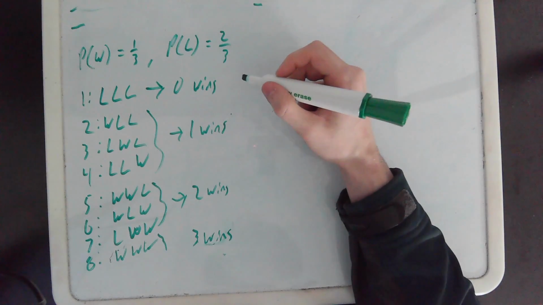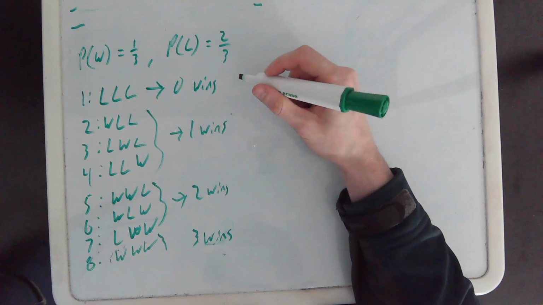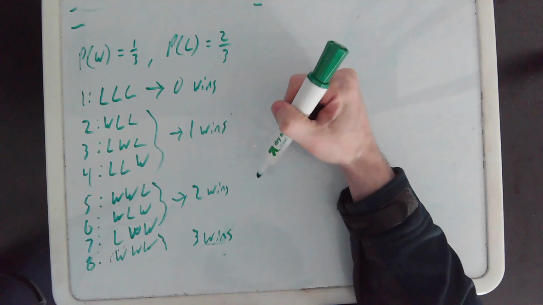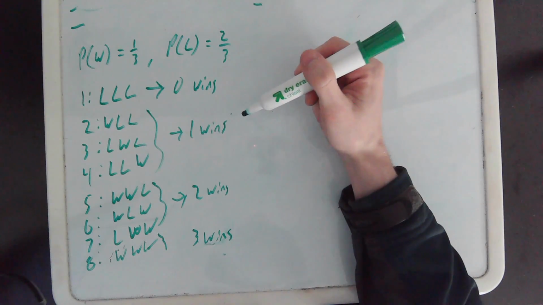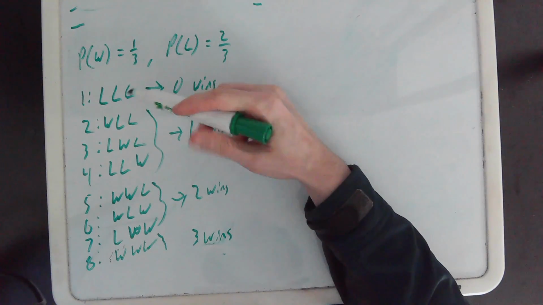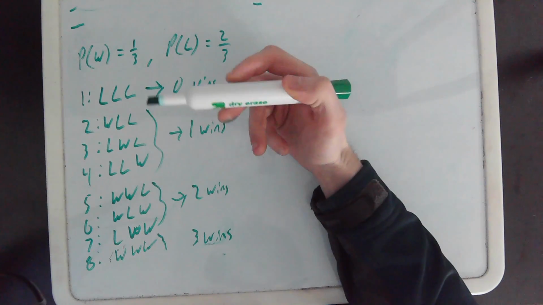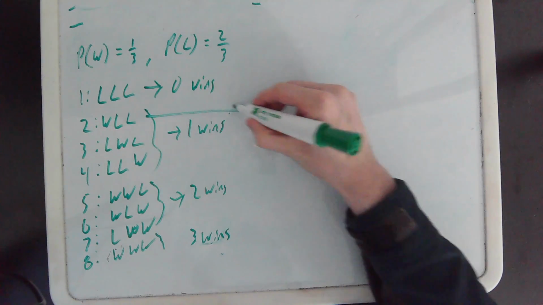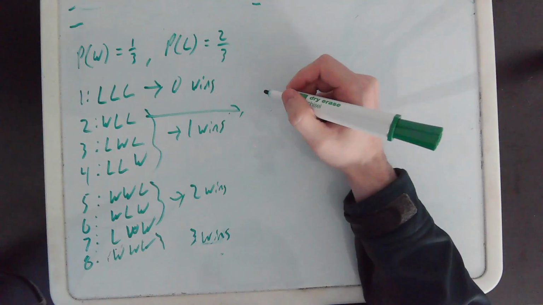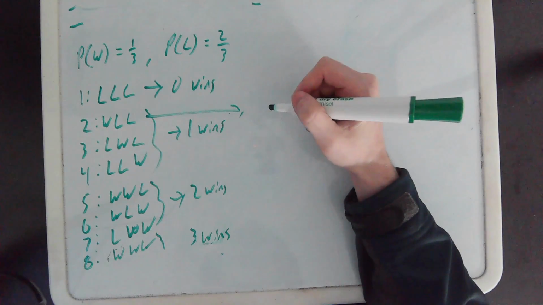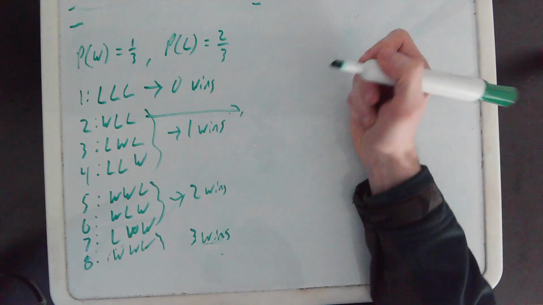Okay, so now if we want to figure out what's the probability that we get at least one winning ticket, we just need to compute the probability for every single case that has at least one winning ticket and then just add them up. The probability for, let's just go to case 2, we're going to make the assumption that each lottery ticket is independent.